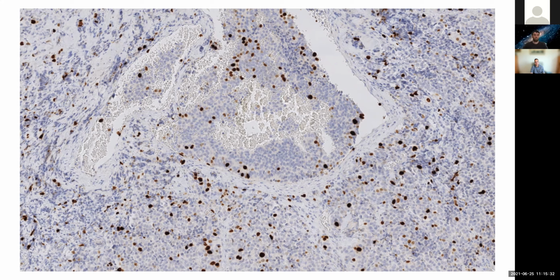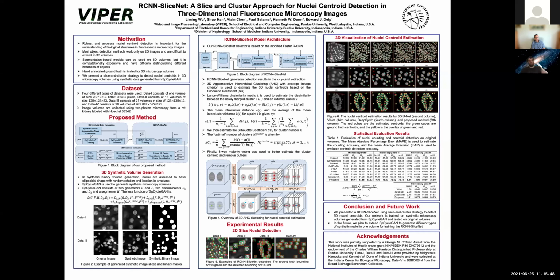Yeah, very good. So in the interest of time, we'll have to move to the next talk. So the next paper is titled RNN-SliceNet, a slice and cluster approach for nuclei centroid detection in 3-dimensional fluorescence microscopy images. And Liming Yu from Purdue University will present. All right, thank you. Can you hear my voice? Okay. Yes. Oh, okay, great.